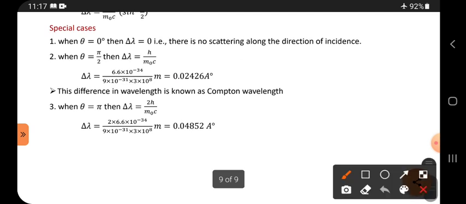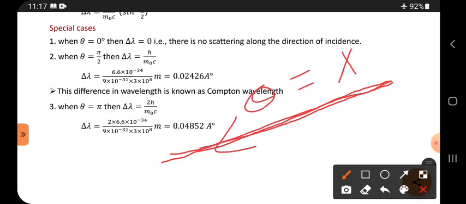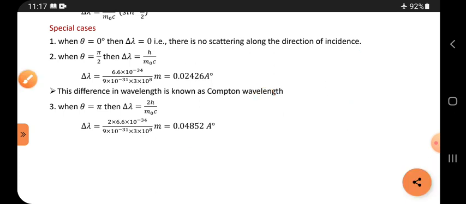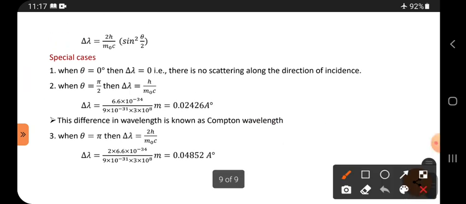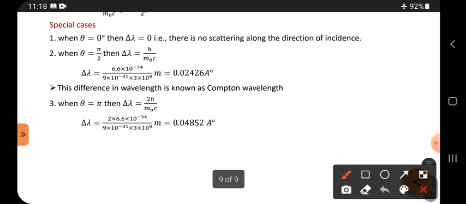If theta value is 180, what does it mean? Suppose initially x-rays are moving in this direction. If they scatter along the same direction but opposite, then theta value is how much? Pi. Substitute theta equals pi in the above equation. In the place of theta, pi, with by 2 already there, it becomes 90. Sin 90 value is 1, 1 square is 1 only. So then 1 into 2h by m naught c, we get 2h by m naught c. This is the answer.